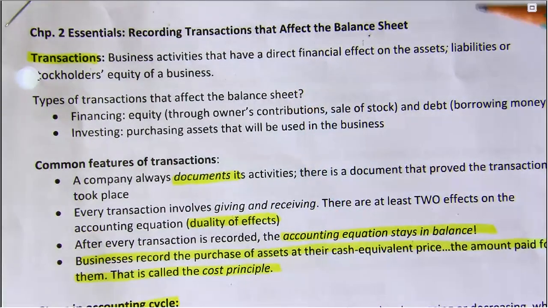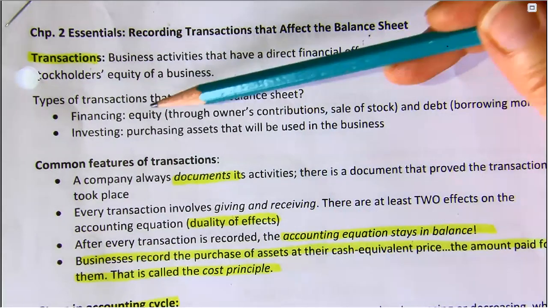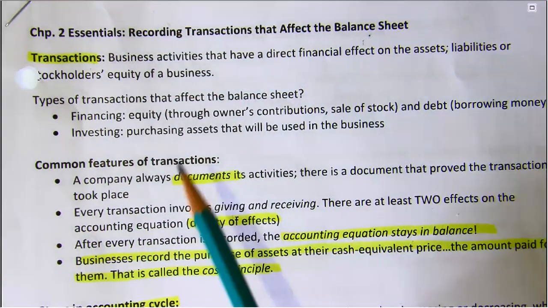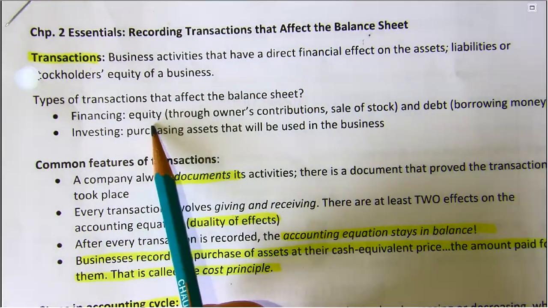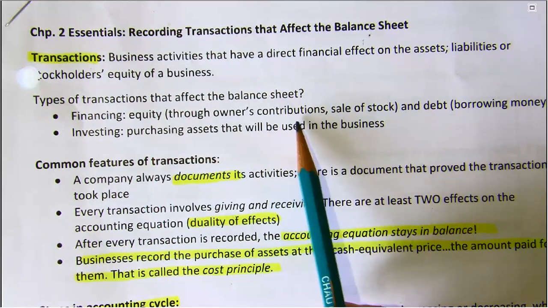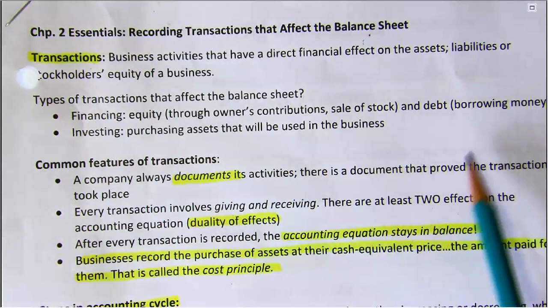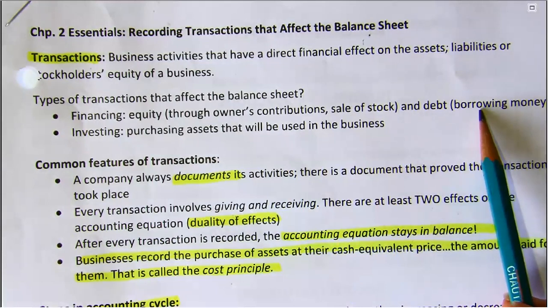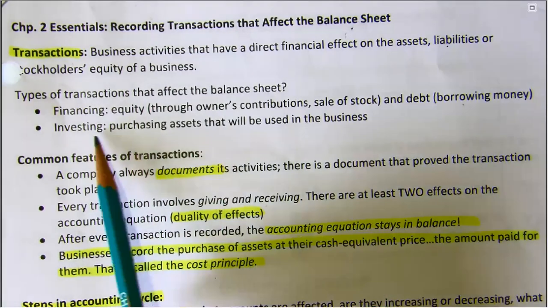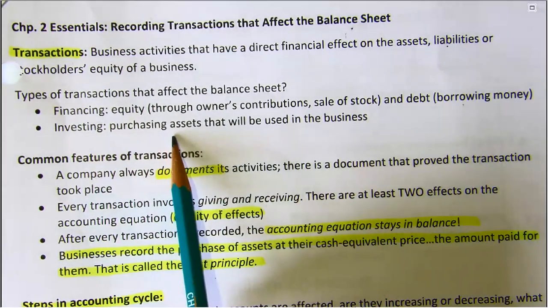So what types of transactions will we be recording? First of all, financing activities. Financing is a way for how we get money other than through day-to-day operations. We can get money through equity financing, which means through owners' contributions. In corporations, that would be by selling stock. Or we can get money by borrowing it. That's called debt financing. And then with that money that we get, we can then invest in purchasing assets.